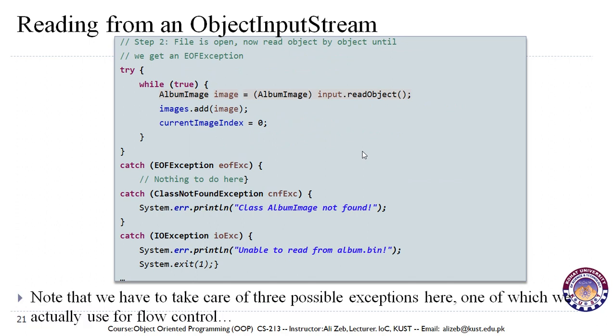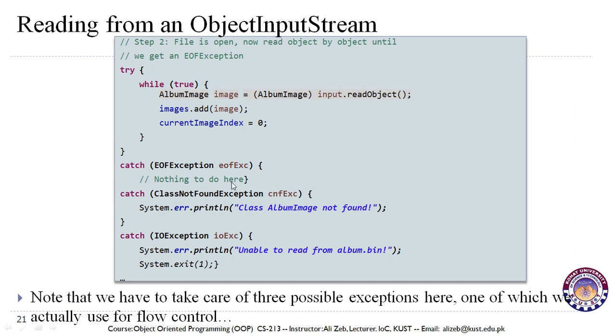Reading from an object input stream, we use the while method as long as there are objects in our file. We keep reading those objects, and we keep storing them one by one in this object of our album image class, and then we keep adding those to the images object. You should note that we have to take care of three possible exceptions here, one of which is actually used for flow control.